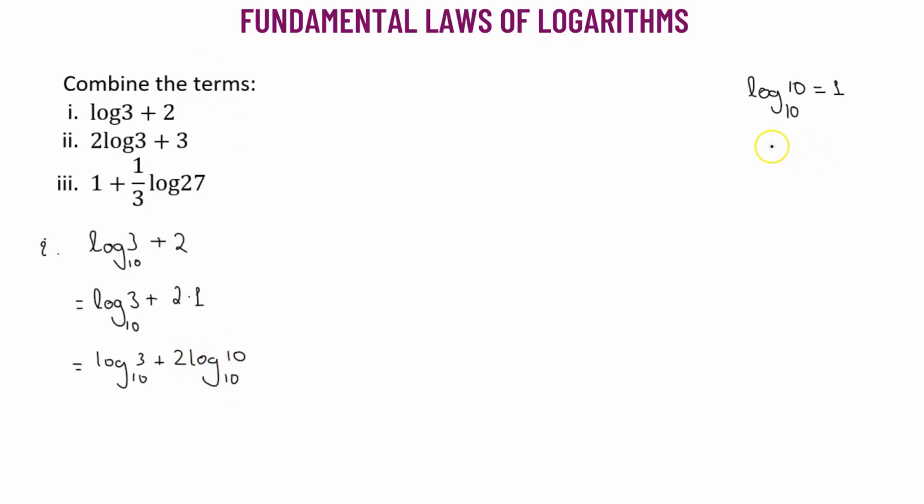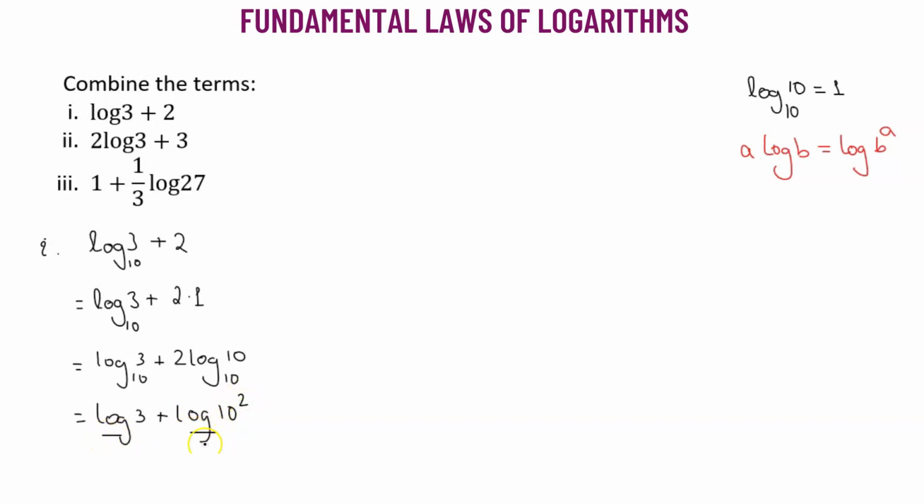Next, we can use the property. That means if we have a times log of b, that's equivalent to log of b raised to the power of a. So our second term now becomes log of 3, dropping the 10 there because that's assumed. It's 10. So we have log of 10 squared.